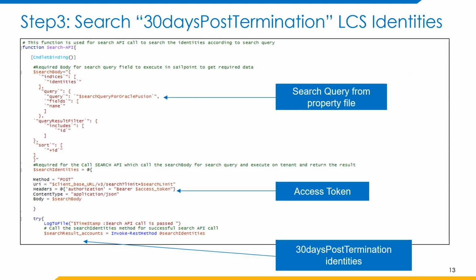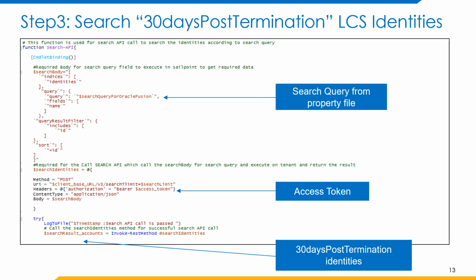This is the third step after access token generation. The Search API function will execute by using the same access token. Search API is able to fetch identities from SailPoint. As part of the search API, the search query is required to fetch particular source 30 days post termination lifecycle state identities from SailPoint, which we can define in the search query field in the search body variable. We can pass the search query which is read from the property file, so it is very important to write a proper search query in the property file.